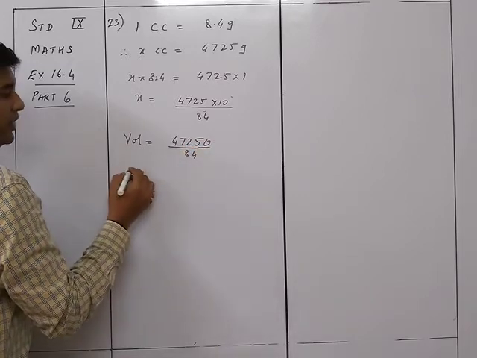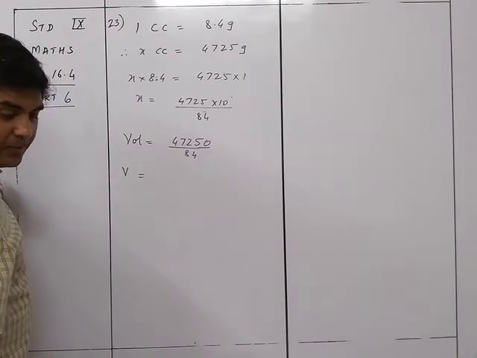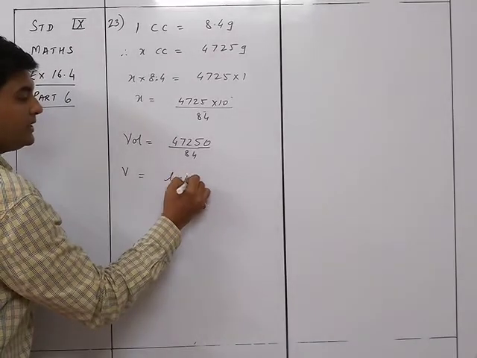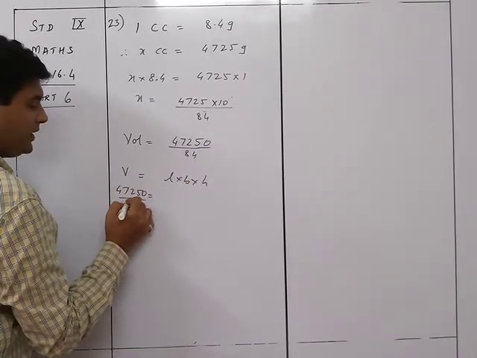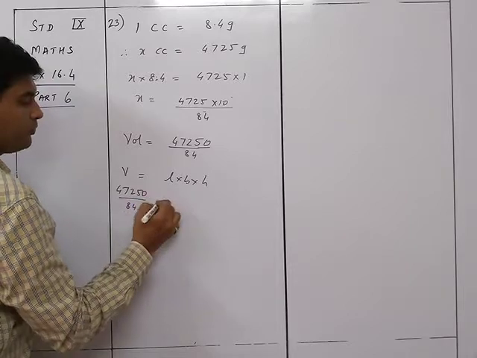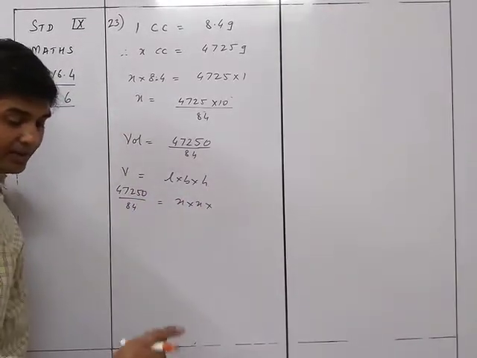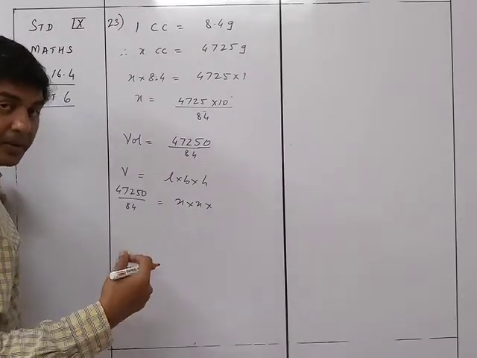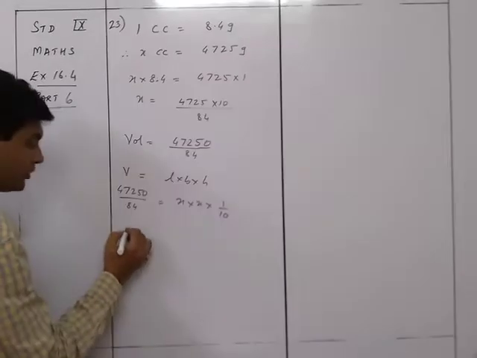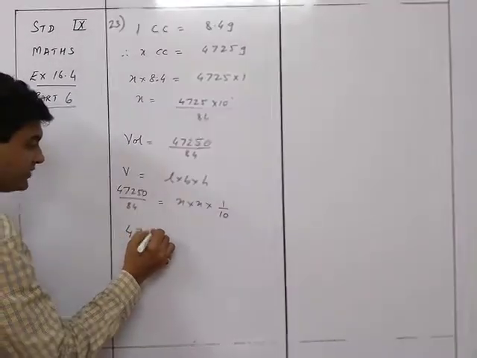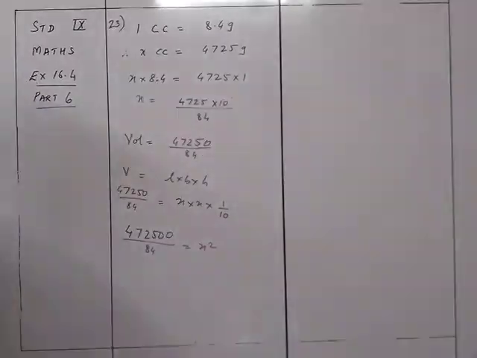Now we also know that volume is equal to, they have given that it is a square plate with a square base, so it will be length into breadth into height. So it is 47250 upon 84 is equal to x into, now this is 1 mm. They have given 1 mm as the thickness. So 1 mm to centimeter, you divide by 10. So it is 1 upon 10. That will make it 47250 upon 84 is equal to x square.